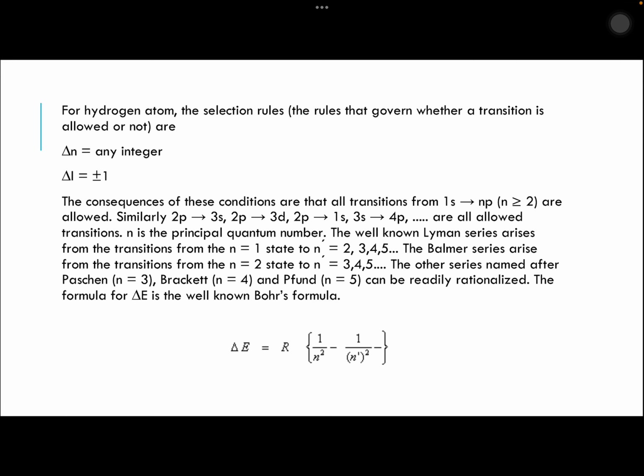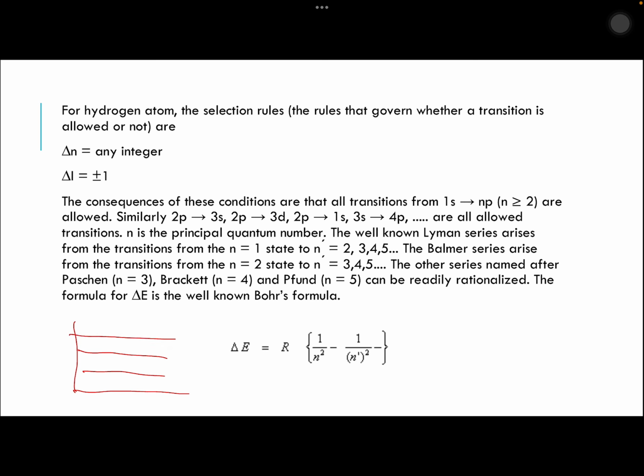For the hydrogen atom, the selection rules, which are the rules that govern whether a transition is allowed or not, are that n is equal to any integer and L equal to plus or minus 1. The consequence of this condition is that all transitions from 1s into np, where n is larger than or equal to 2, are allowed.